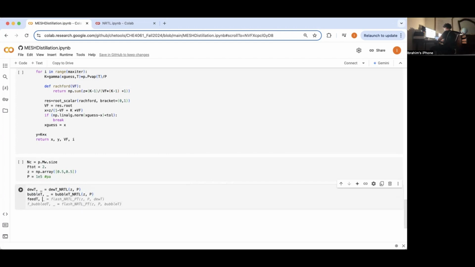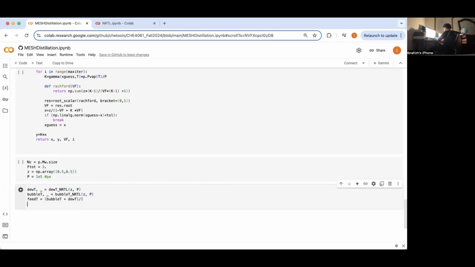Again, we won't have our blank for this, just for dew and bubble, but for our feed temperature, this will be equal to our bubble temperature plus our dew temperature, divided by 2.